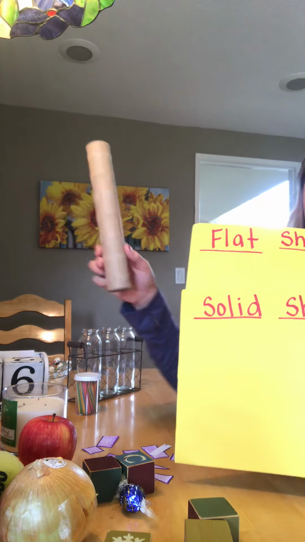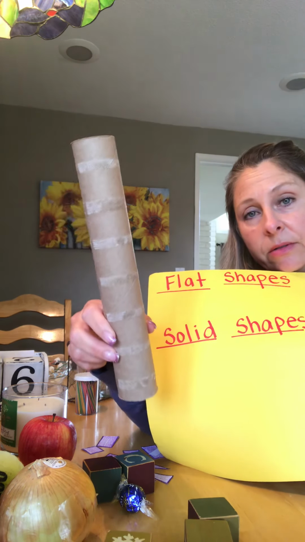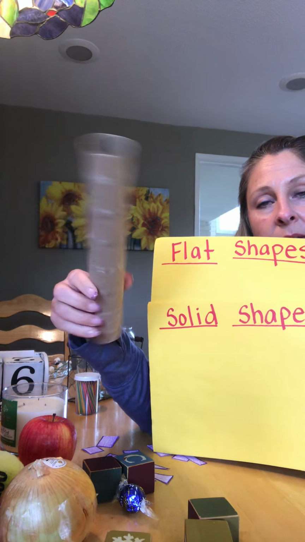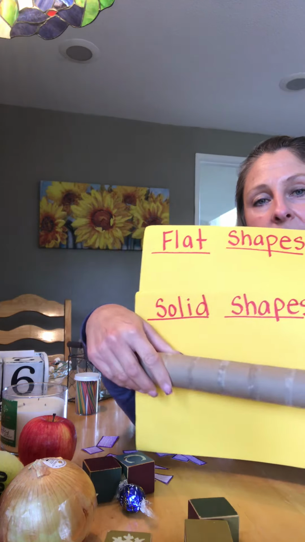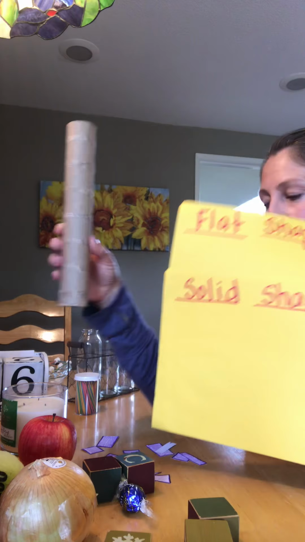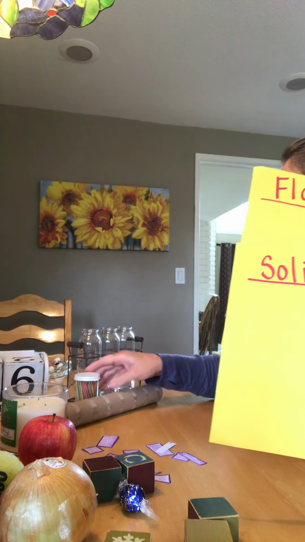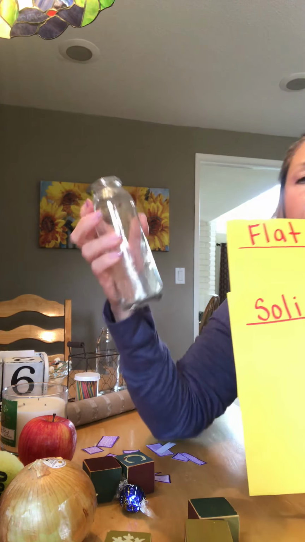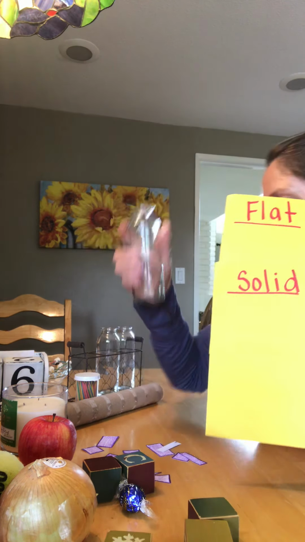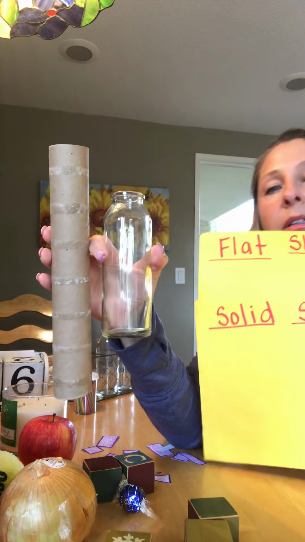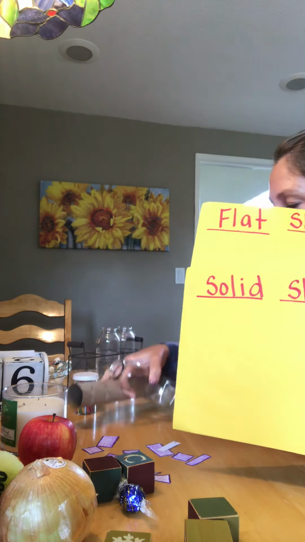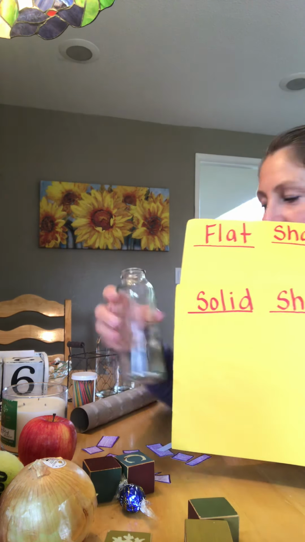How about a paper towel holder? What do you guys think? Is it flat? Does it look flat to you? Nope, this is a solid. So this is going to go down here in the solid area. This is a cylinder. Cylinder is a solid shape. How about my little flower vase? Okay, can you see the shape? Similar shape to the paper towel holder. It's a cylinder also. So does it look flat to you, or does it look solid? It is also considered a solid shape.